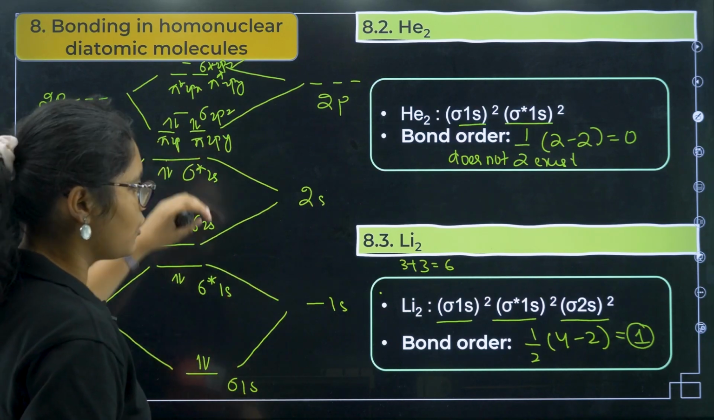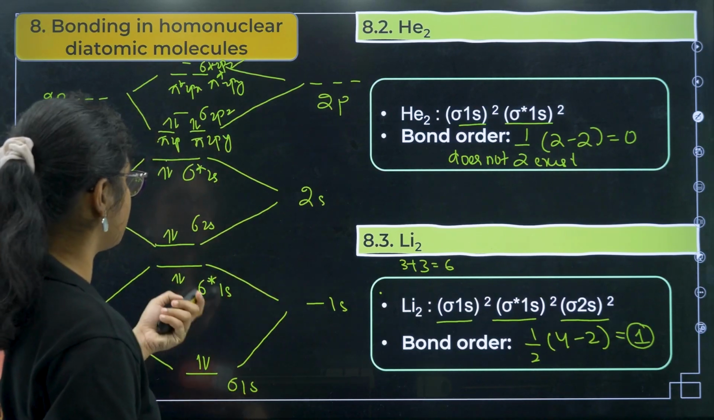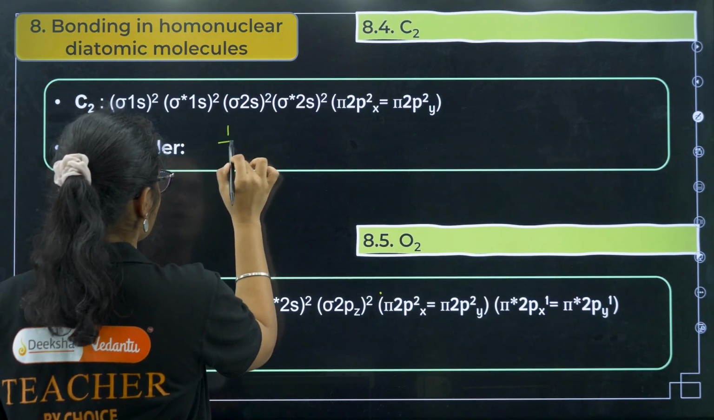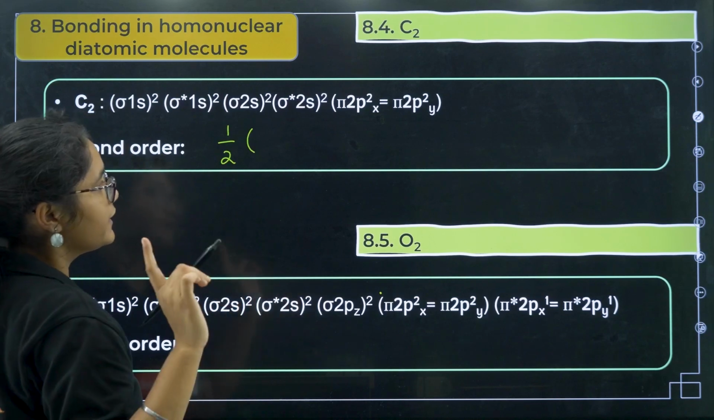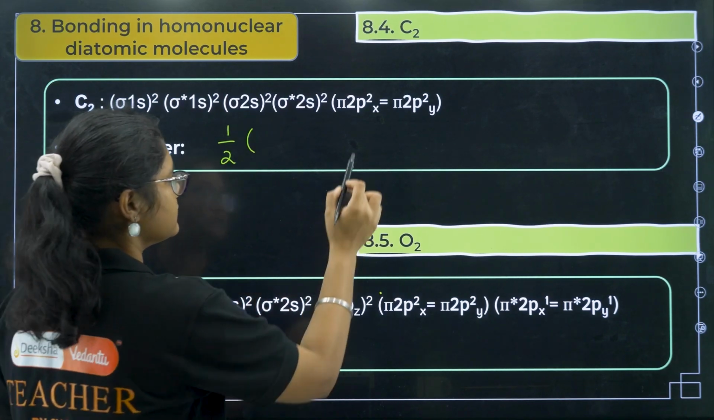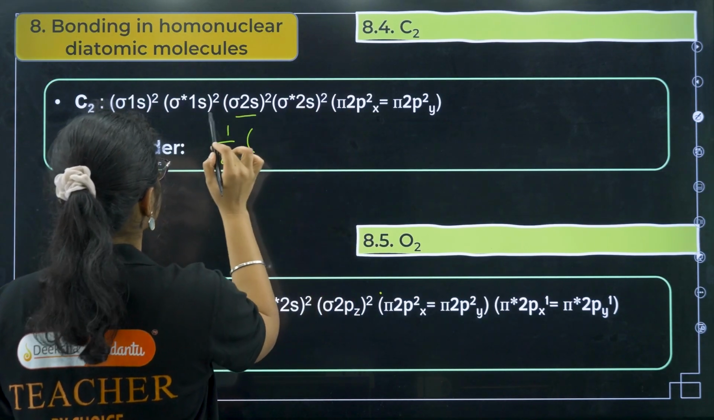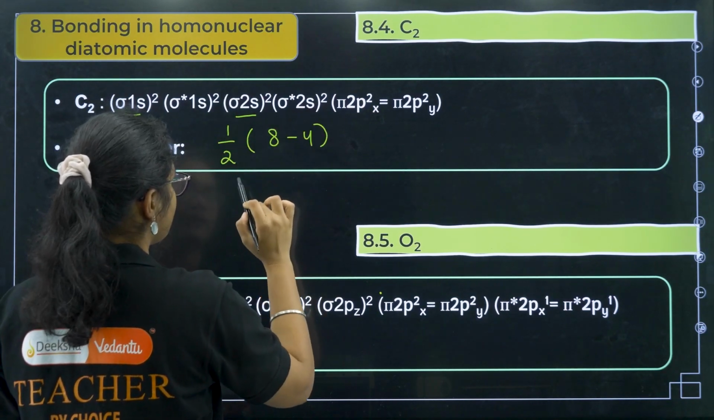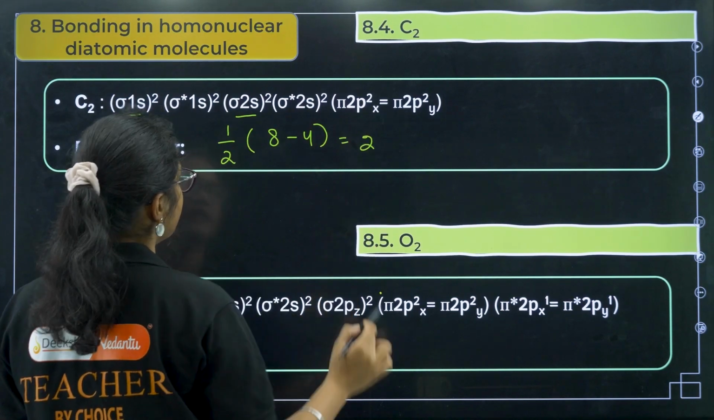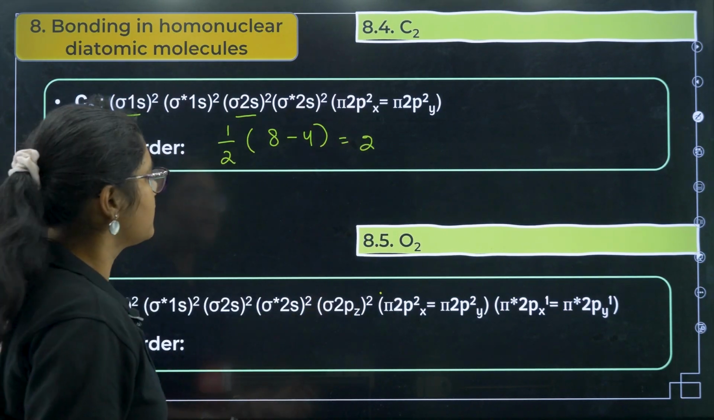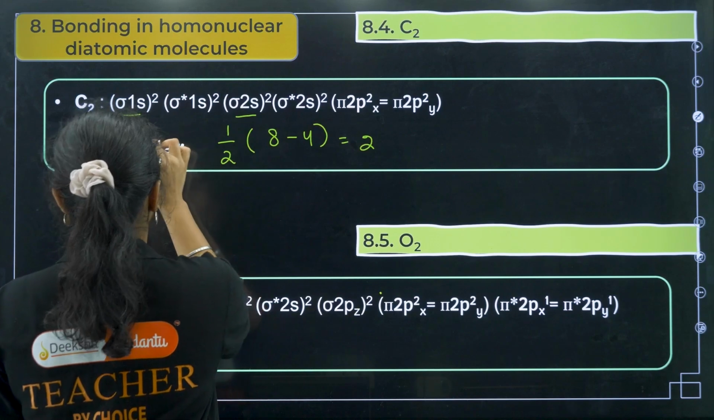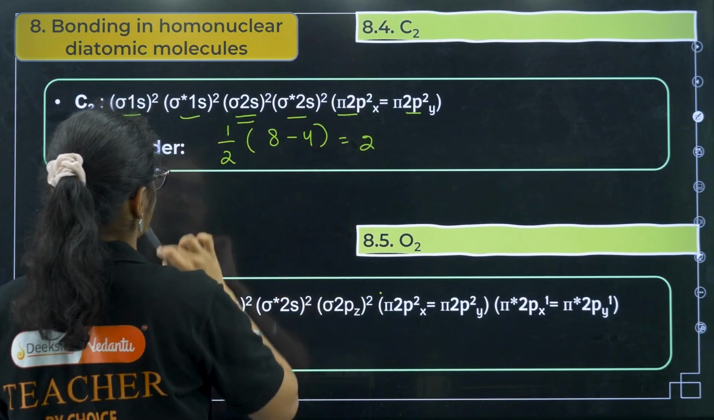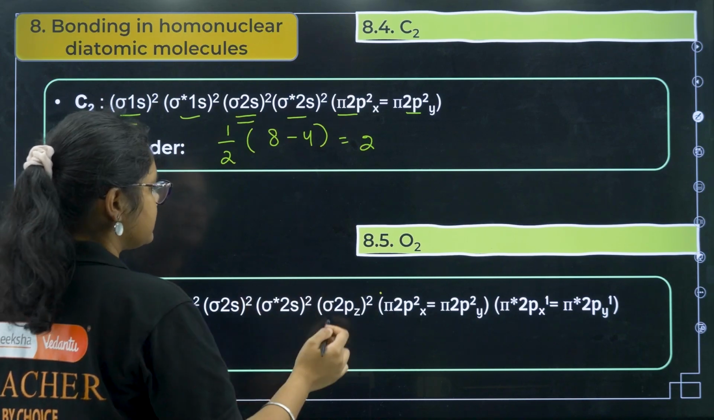So now if we see the order here, carbon, if I want to calculate, this is the electronic configuration and I want to calculate the bond order. So bond order will be half of number of electrons in the bonding molecular orbital. So 1 2 3 4 5 6 7 8, 8 minus 4, right, 8 minus 4 by 4, so that is equal to 2, right. So within carbon there will be 2 bonds. I think I have calculated it correctly. We have 1 2 3 4 5 6 7 8 and 1 2 3 4, okay. Yes, next coming to oxygen.